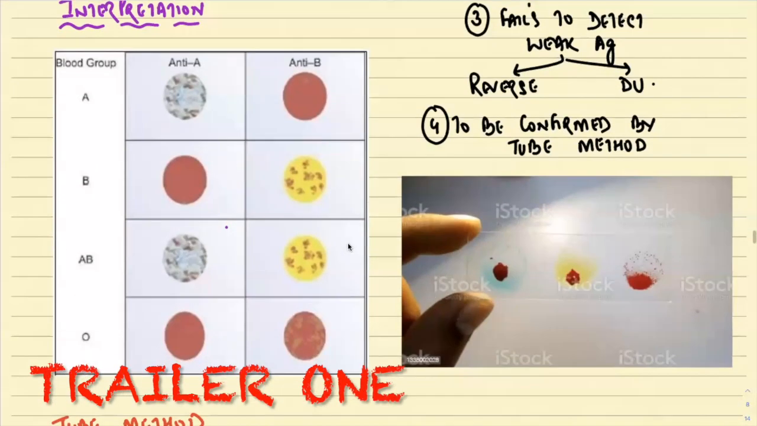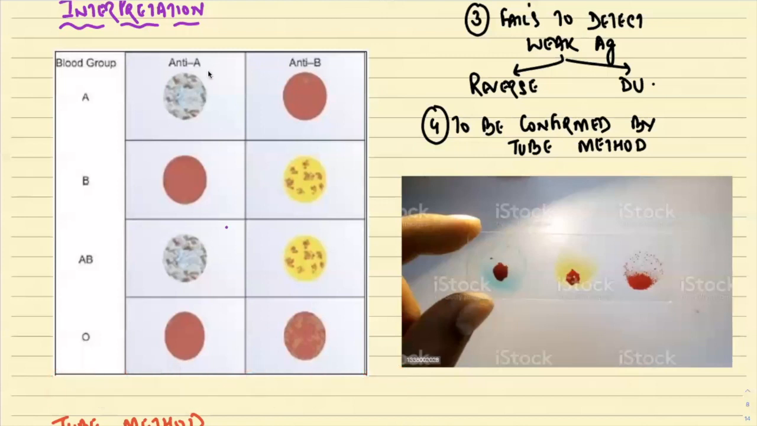So let me show you the interpretation. Now, for example, over here, the agglutination was just seen with anti-A. So the blood group will become A. Over here, the agglutination was seen just with B. So it is called blood group B. Over here, agglutination was present in both A as well as B. So you will see AB.